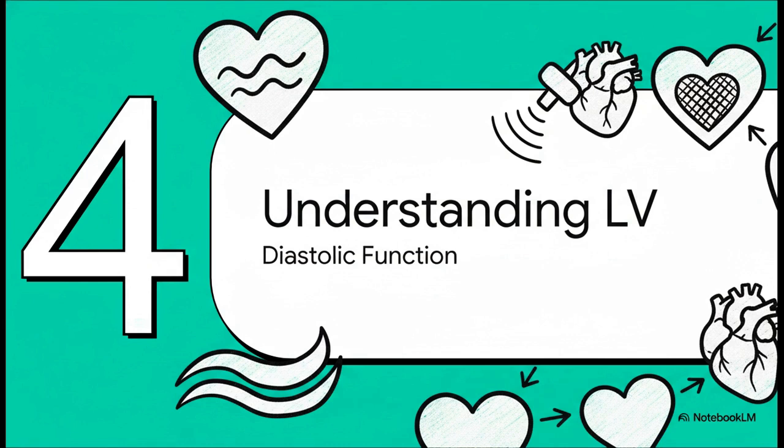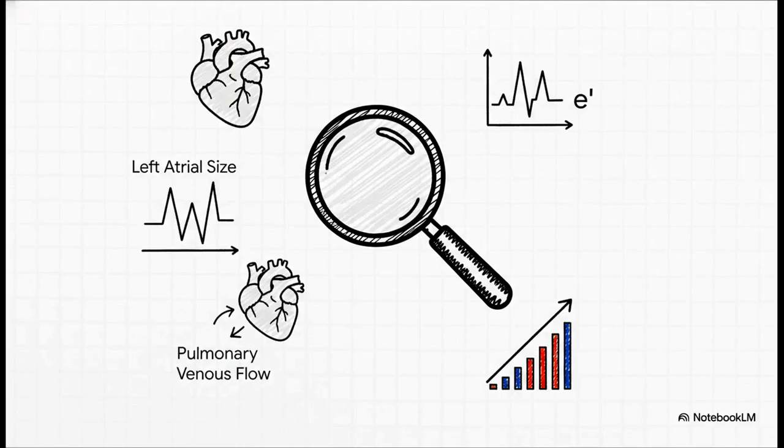You can have a heart with a perfectly normal ejection fraction that's still in failure because it's too stiff to fill properly. So let's dig into how we figure that out. Evaluating diastolic function is really like being a detective. You have to gather clues from a lot of different places.